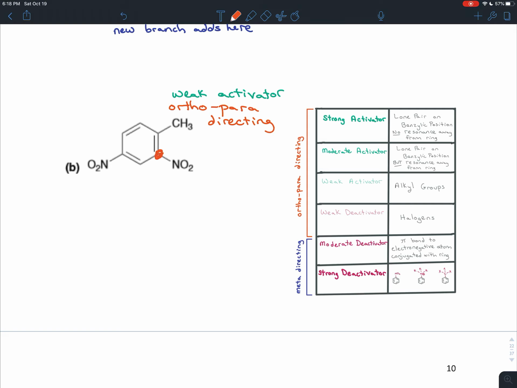Now notice, one of the ortho positions is taken, the para position is taken, but this other ortho position is open. Now the new branch can't add where there's already a branch, and so it will only add here. So the new branch, whatever recipe you use to put a branch on there, that branch will add at that carbon.